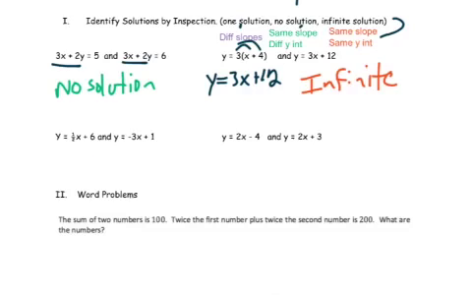Okay, take a look at the next one. Now the nice thing about this one is they are already in slope-intercept form. So when I look at this first one, what is the slope? Well, the slope's 1/2. What is the slope of the second equation? Well, the slope of the second equation is -3. Well, if they have different slopes, and I know they're linear, well, then I know it can only be one solution.